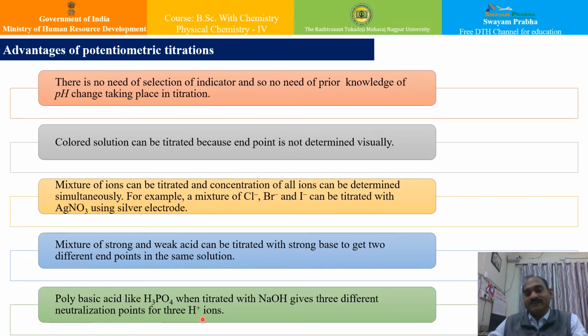Polybasic acids like phosphoric acid, when titrated with NaOH, give three different neutralization points for three different types of hydrogen ions which are connected. So many such applications are there for potentiometric titration, and just to name a few of them we have listed them over here. There are n number of advantages of potentiometric titrations.